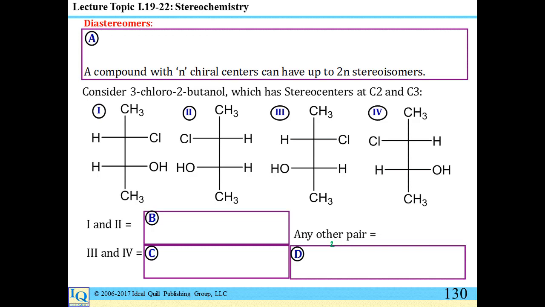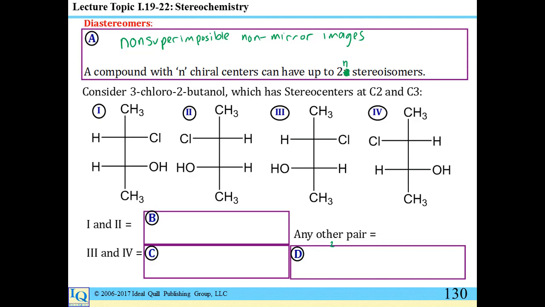In addition to enantiomers, there are compounds called diastereomers. Diastereomers are not the same as one another. So like enantiomers, they are non-superimposable, but they're not mirror images of each other. They're stereoisomers, they're not mirror images, and they're not the same. In the context of the current lesson, these are generally compounds that have more than one chiral center.